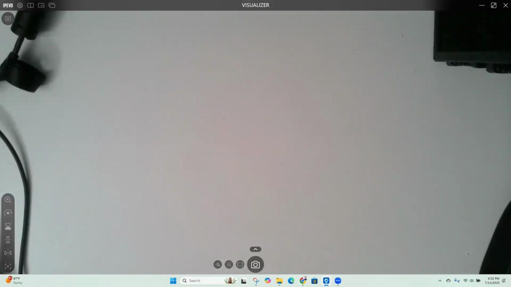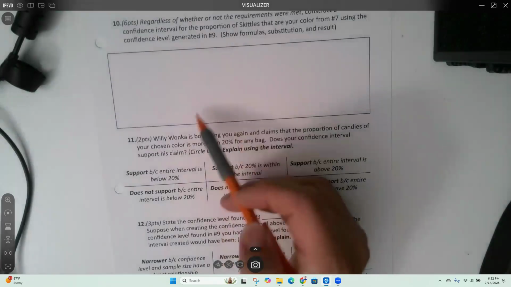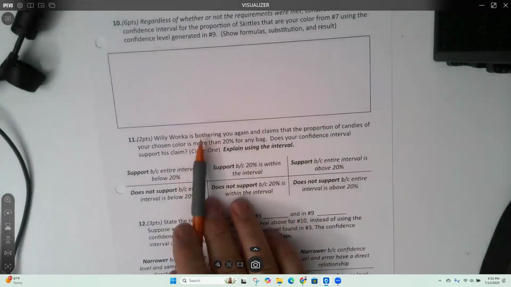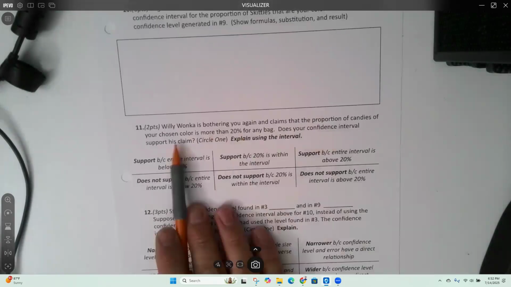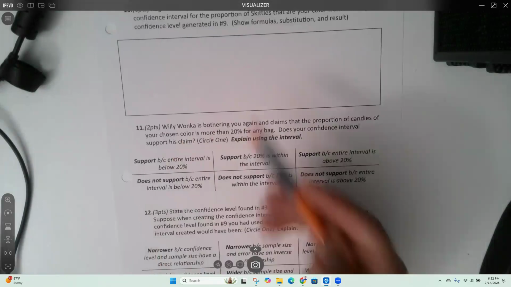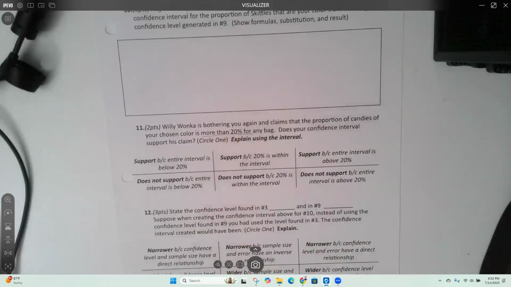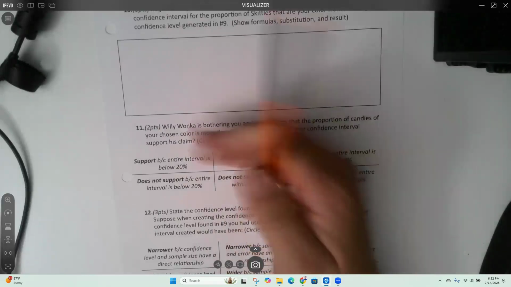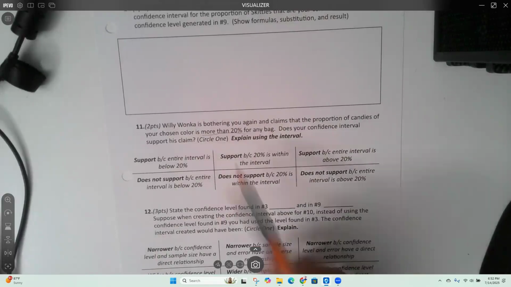On the next page, which is page 535, same thing here. Willy Wonka's back again, bothering you again. Now he's claiming that the proportion of candies of your chosen color is more than 20% for any bag. Why is it 20%? Well, 20% is 1/5. That's fine if yours is the same as anyone's. 1/5 is 20%. There are 5 different colors, so that's why he's saying that.